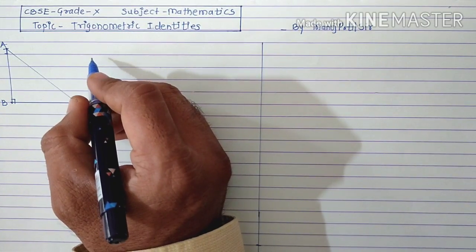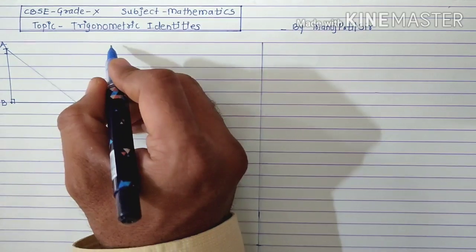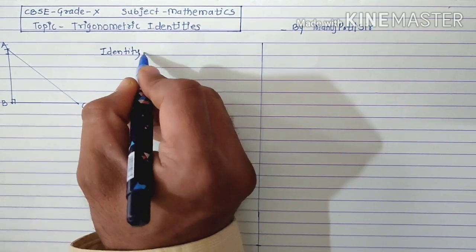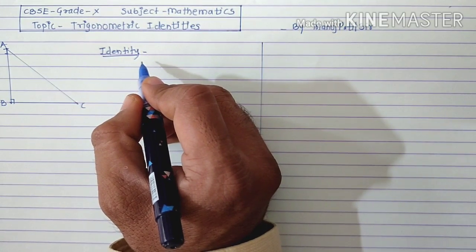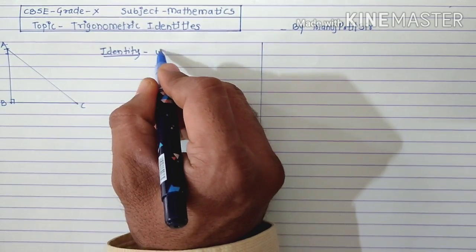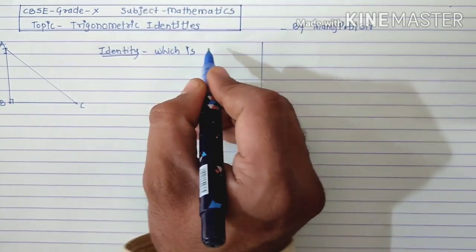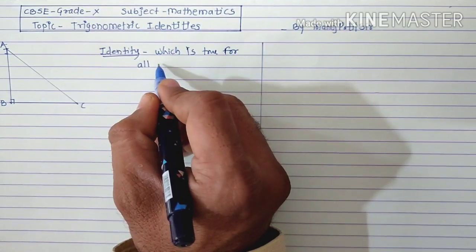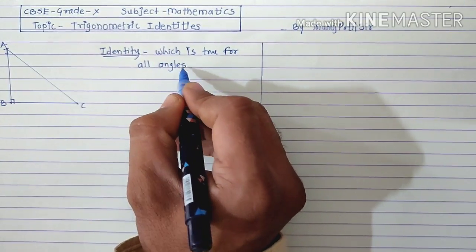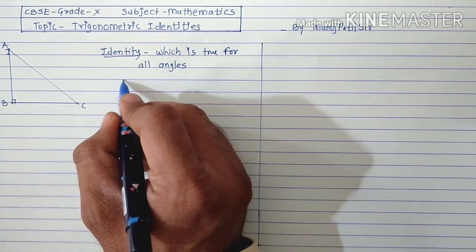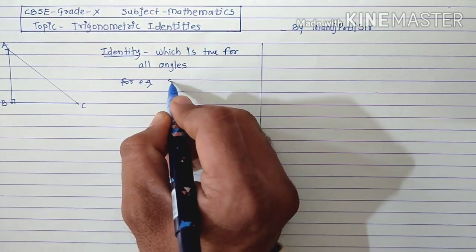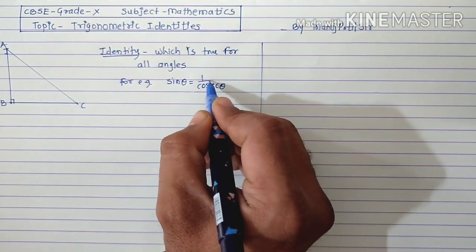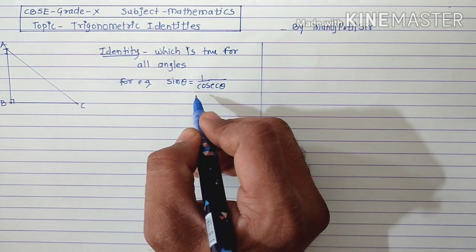So first of all we will see what is meant by identity. A trigonometric identity is a trigonometric equation which is true for all angles. For example, sin theta is equal to 1 upon cosec theta. So this can be a trigonometric identity.